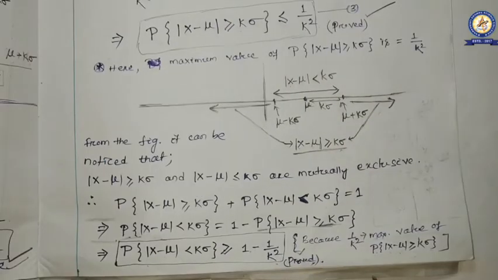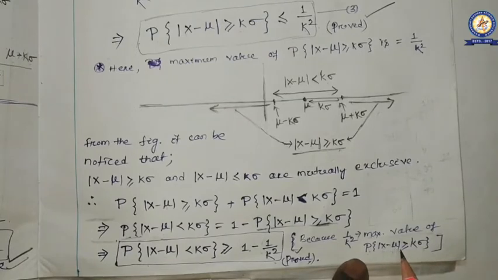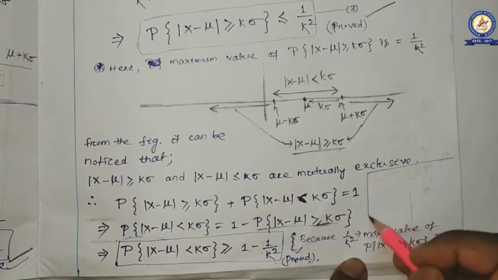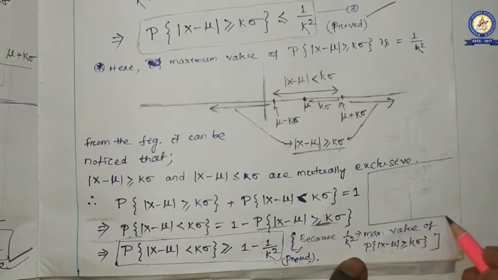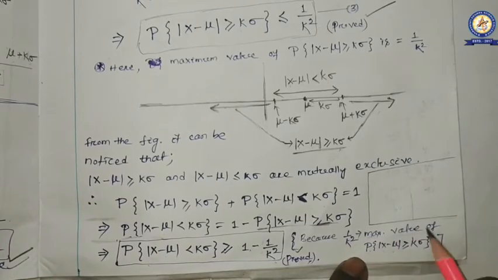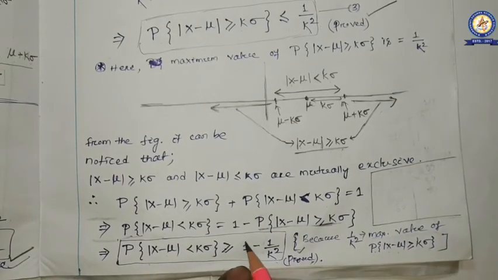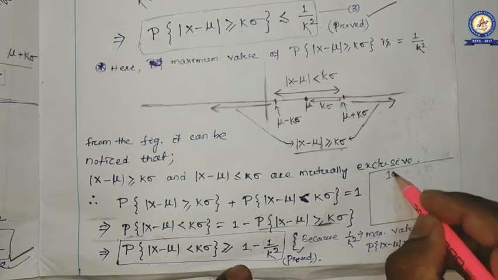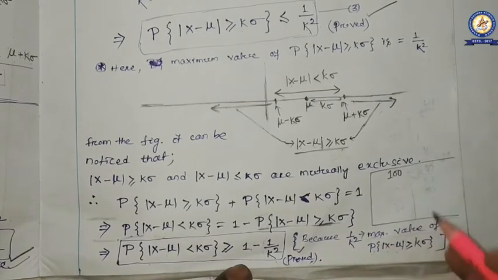Why? Because 1 by k square is the maximum value of this one, the probability of mod x minus mu greater than or equal to k sigma. How is it? You just watch. I'm explaining with one example. See here, 1 belongs to 100% probability.